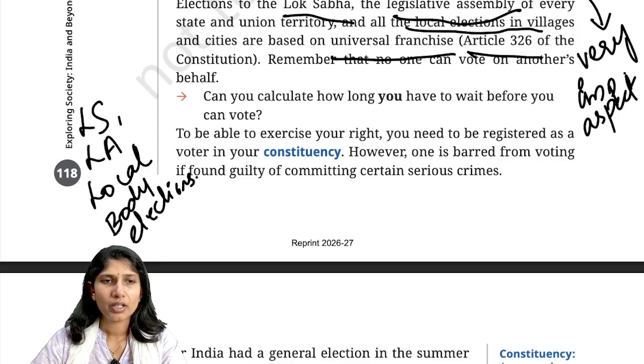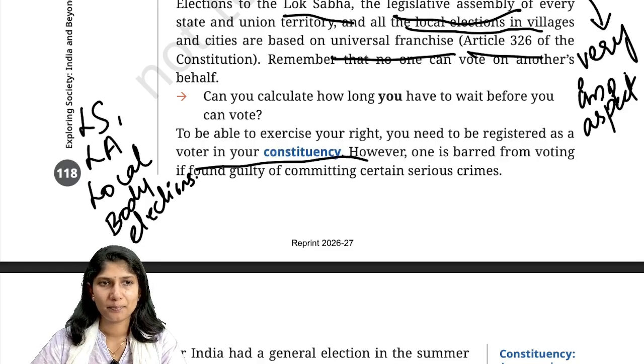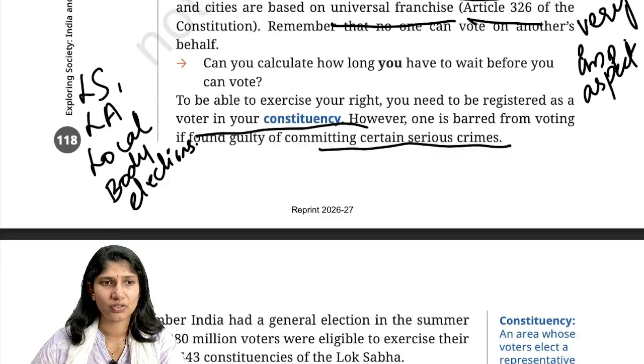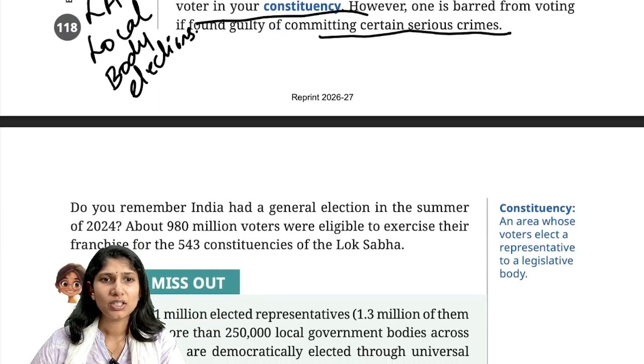Okay. Now, let's say you have to exercise your vote. You have to be registered as a voter in your constituency. Okay. Now, can a person be barred from voting? Yes, in case a particular individual has committed serious crimes, then they can be barred from voting in certain instances.